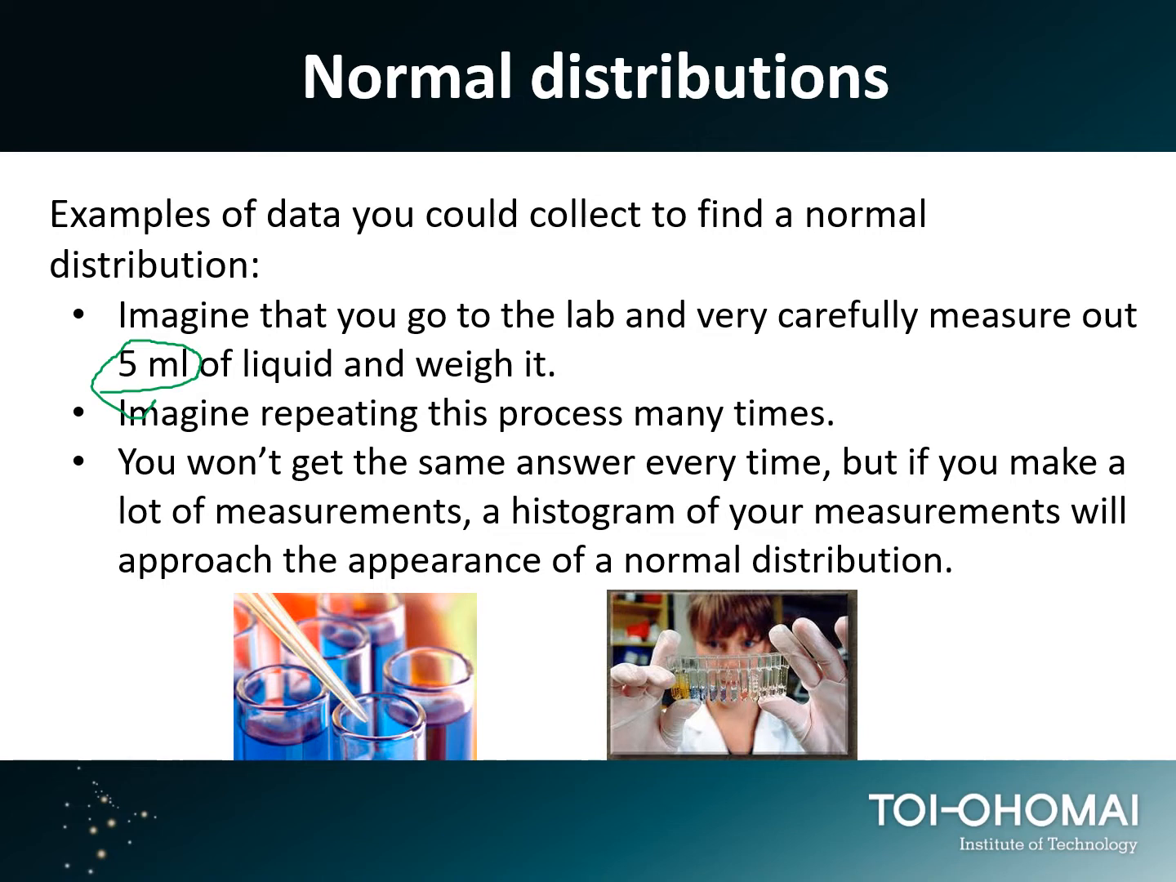You will make a histogram and you should have a normal distribution, unless you're biased in some way, like you're weighing heavy most of the time or something like that. So as long as it's not biased, you should have a normal distribution.